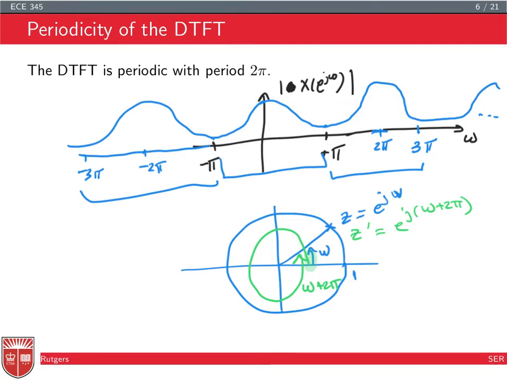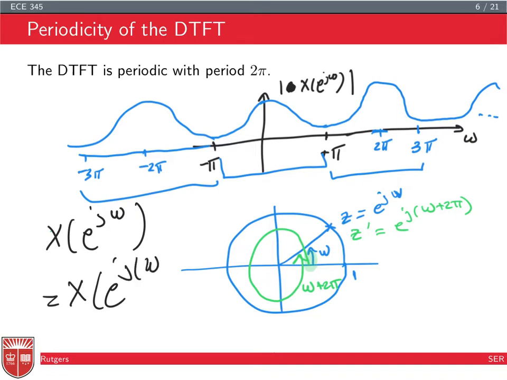And for this reason, we have the following property, which basically summarizes the periodicity of the DTFT. We have the property that X(e^{jω}) is equal to X(e^{j(ω+2kπ)}), for any multiple of 2π, if you want.